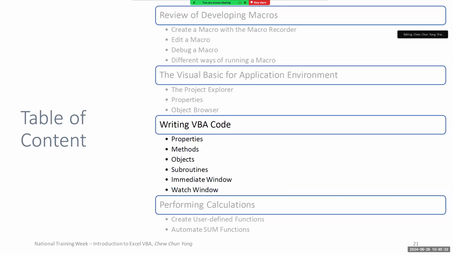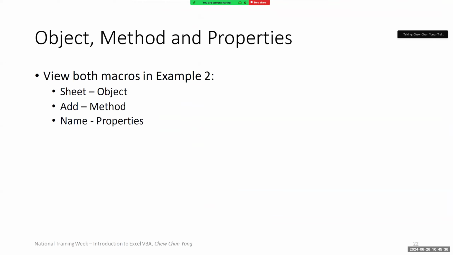Writing VBA code, we have actually seen a few here, and we will look at the debugging later as well. So we have looked at how to deal with adding a new worksheet. So worksheet is the object, add is actually the method, the name is the property of the object, right? So we have to deal with this thing here.